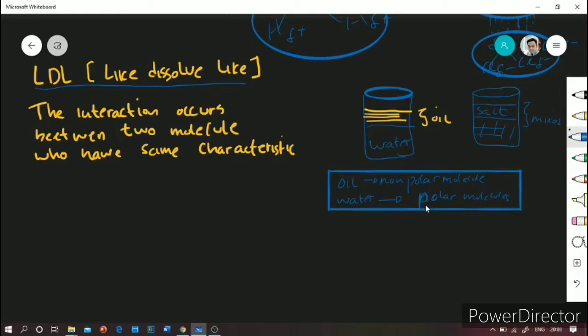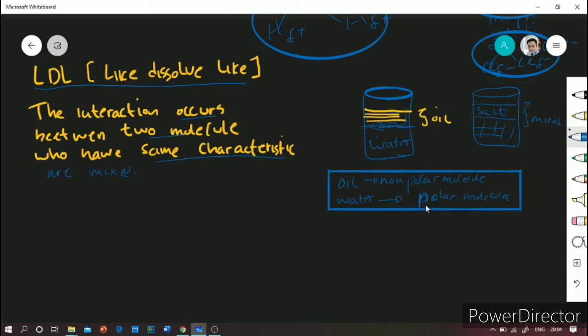According to the theory of like dissolves like, the interaction will occur when two molecules that have the same characteristic are mixed. For example, water and oil have different characteristics, so there is no interaction. They just live in different natures, so that's why there is no mixing.